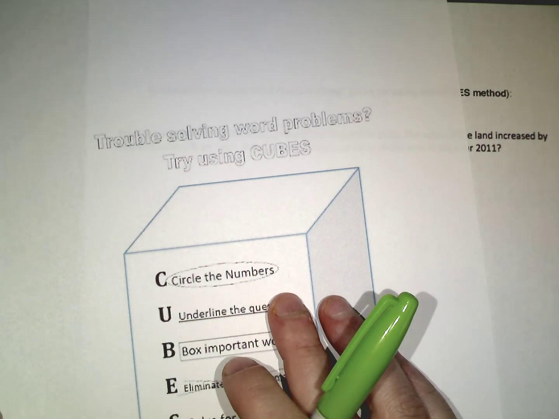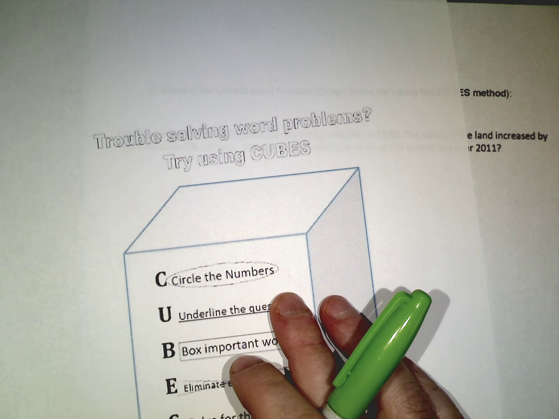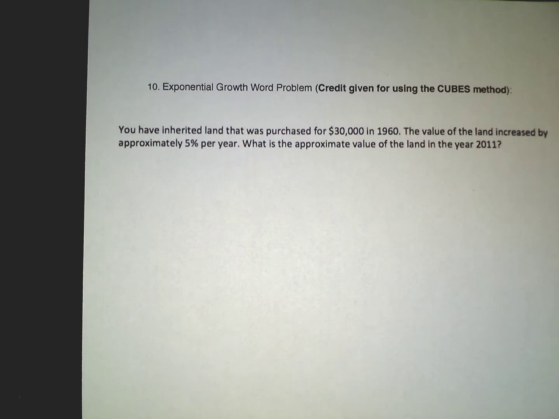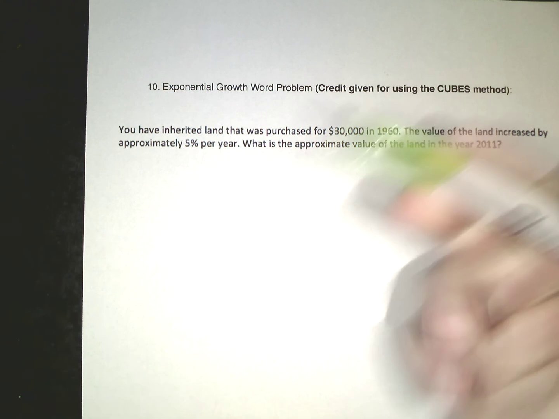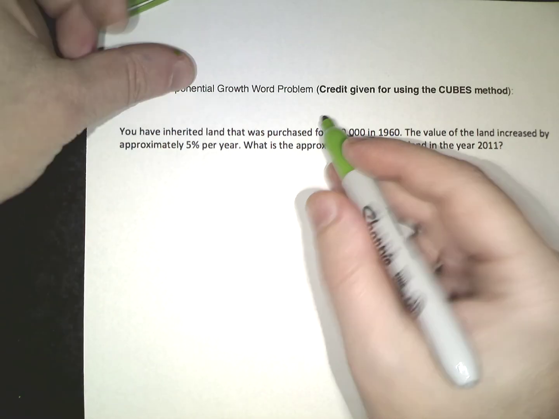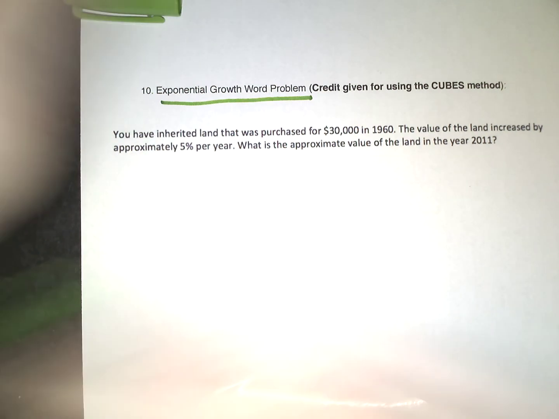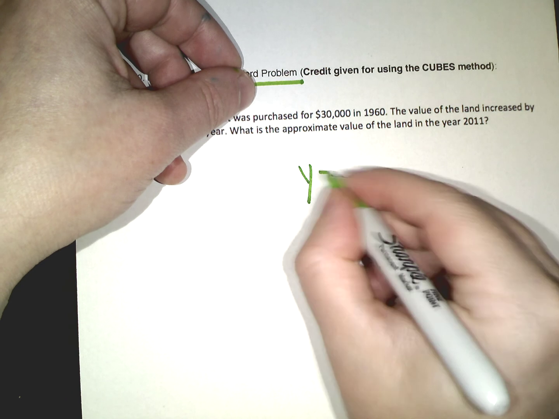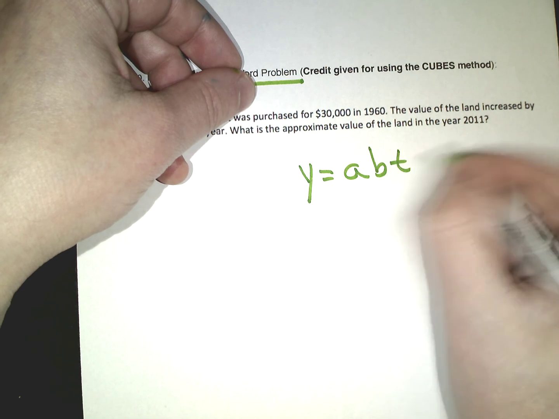Okay, next step. There is the word problem. I'm not going to go through the cubes method, but if you use the cubes method, I'm giving you credit just for using the cubes method. Okay? So, basically, I'm going to tell you straight up, this is going to be an exponential growth word problem, which means it looks like exponential growth.